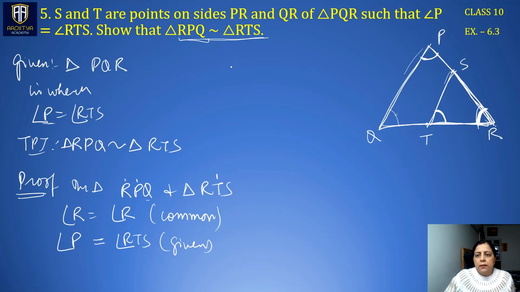So we can say that triangle, this is the proper order, RPQ is similar to triangle RTS. If you get confused, if you have to prove these two triangles similar, look for the corresponding parts. You will get the idea or hint. How can you prove this similar? This is AAA similarity.